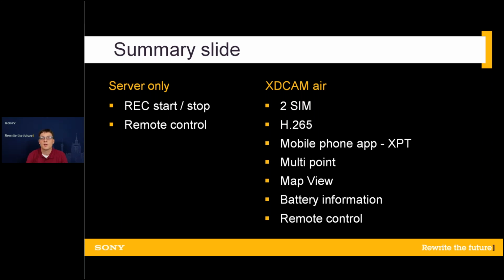With the XD camera subscription, there is a lot more to do. It is 2 SIMs for the dual link. It is H.265. It is the mobile phone application for Apple or Android devices. It is the multi-point distribution. We do have the map view, battery information, and also the remote function.